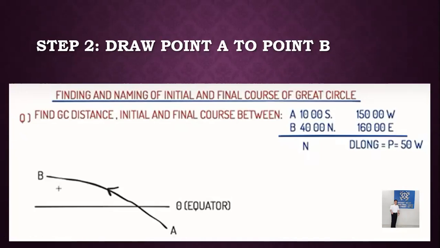Step two is to draw point A to point B so you are able to analyze. Find the great circle distance, initial and final course between the following. With this given problem, first write the equator line, which is a straight line at latitude 0 degrees. Then write your point A, which is 10 degrees south in the west longitude. Your point B is 40 degrees north and 160 degrees east, meaning you have navigated across the international dateline and are going to 160 degrees east.